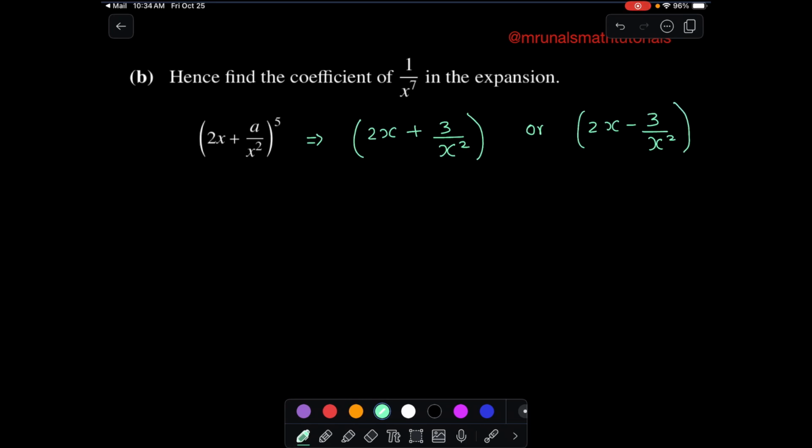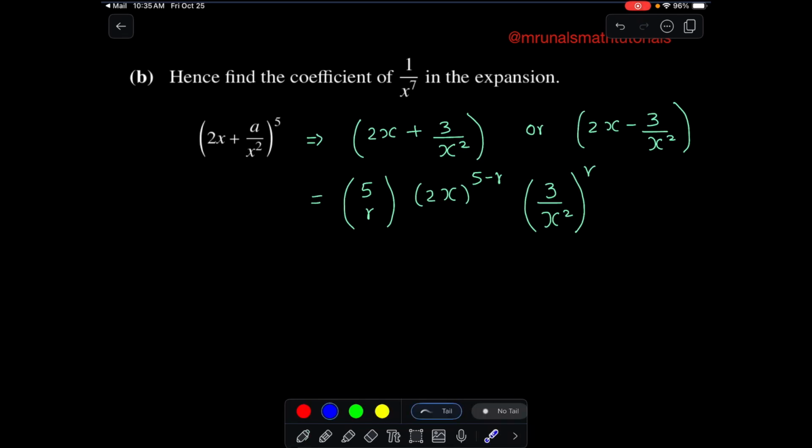Now I want to find out the coefficient of 1 over x to the power of 7. So that means in my general term I'm going to have 5Cr (2x) to the power of 5 minus r (3 over x squared) to the power of r. So let us calculate first the value of r, and then we could go back and replace this as minus 3 over x squared once and plus 3 over x squared for the second time.